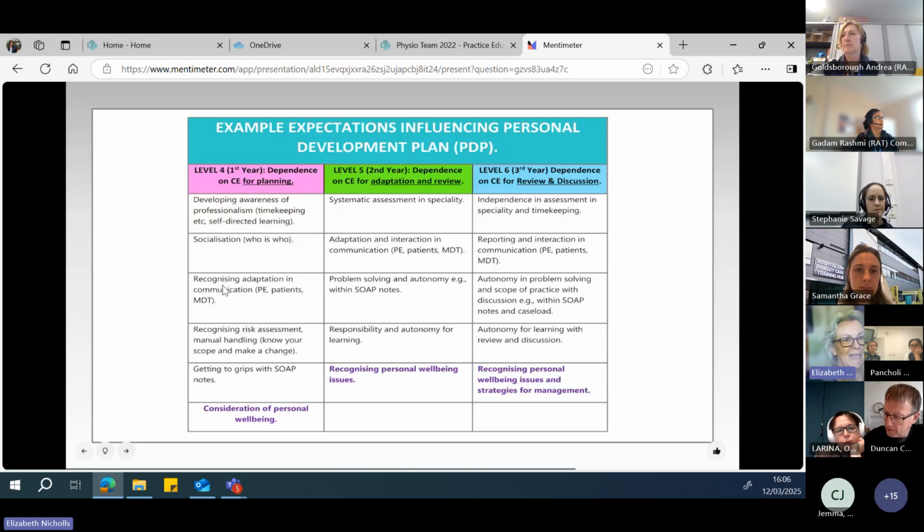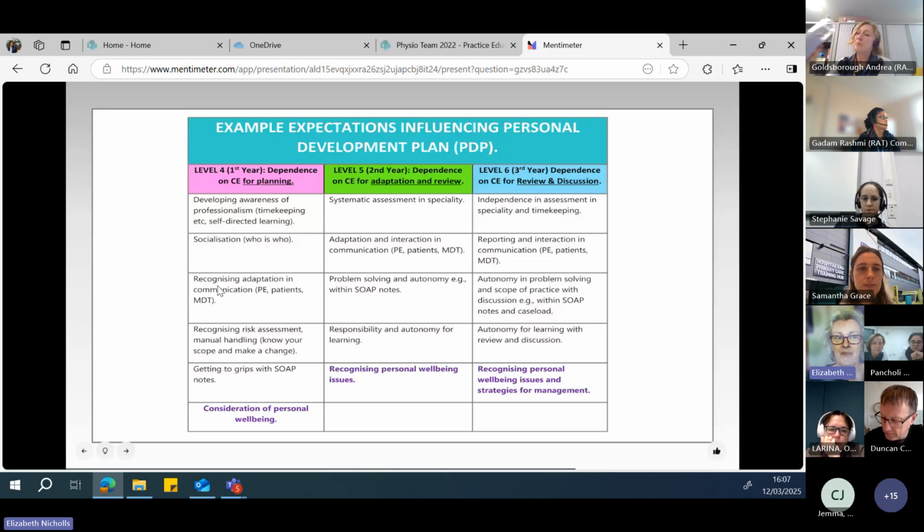So thinking about that socialization, getting used to who's who, what is the structure of the NHS where you're working, or private practice even, and who are the people that you might be working with, what are their roles, how do you communicate with these people, do you go to MDT meetings, and what's the format for communicating in those meetings.